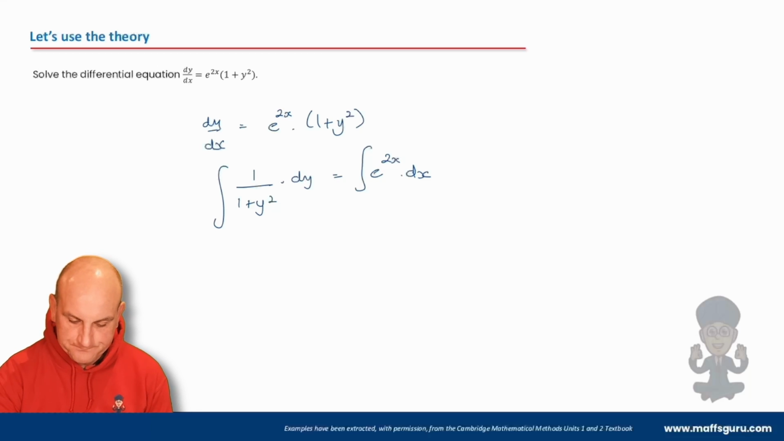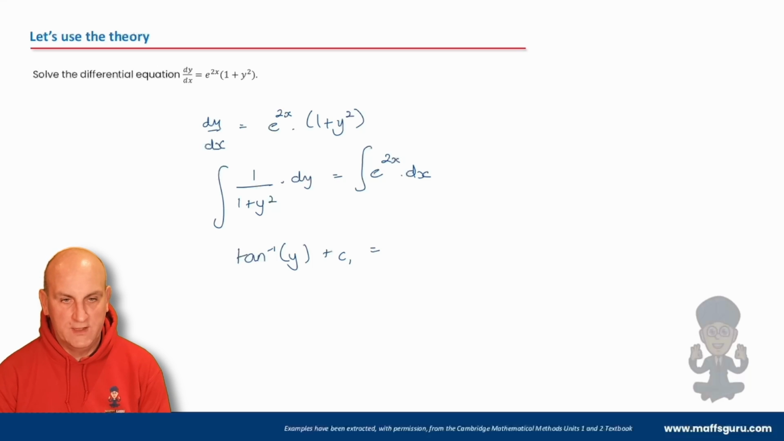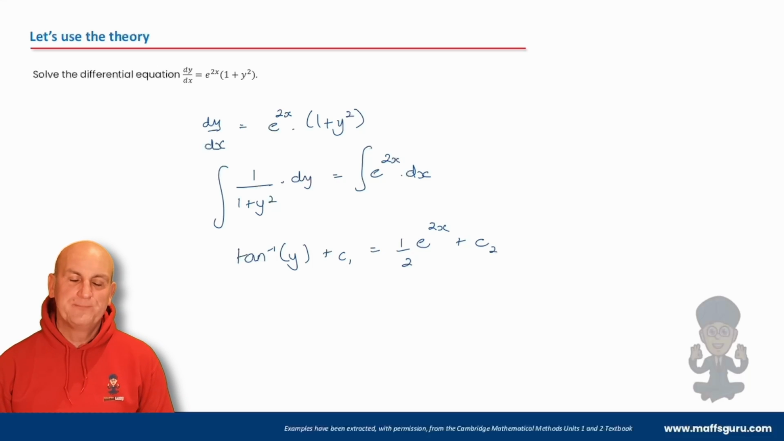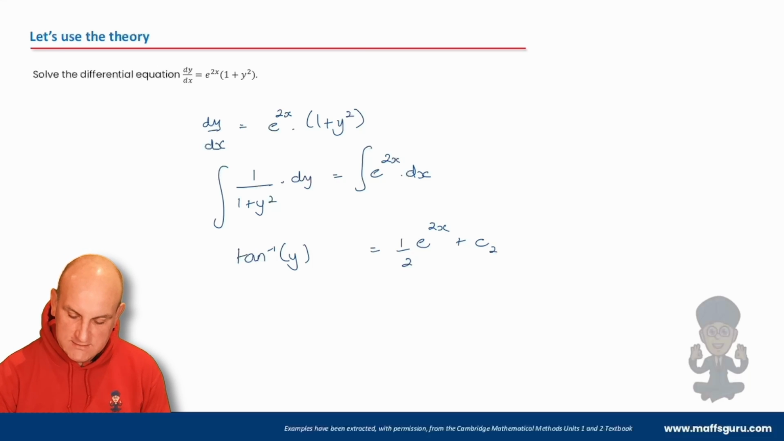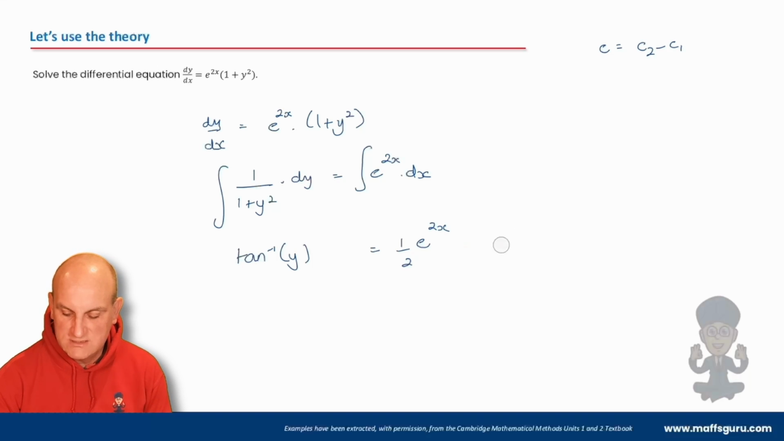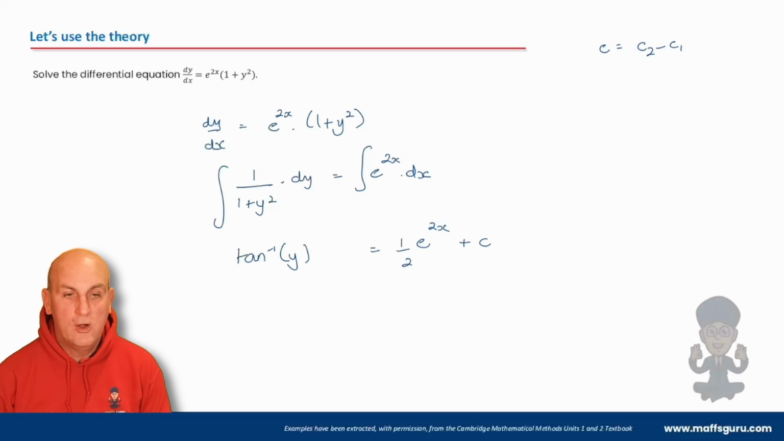So when we integrate this, we get tan to the minus 1 of y. All right, now we're going to put plus c1 because when we integrate, we've got some sort of a function. What do we got here? I've got e to the 2x is going to give me a half e to the 2x plus some function c2. Now again, if I was to take away c1 from both sides, I can redefine this and say, well, let c be equal to c2 minus c1, and I can just effectively write 1c on there.